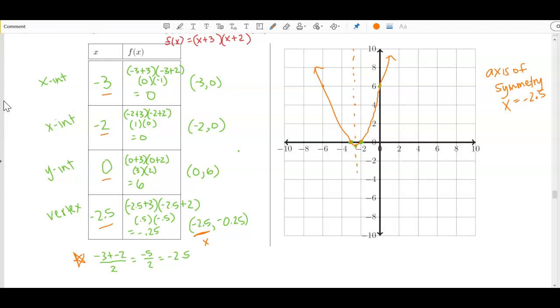So I'm just saying you can always do this, find the average of the x-intercepts. Okay, and that's going to give you that point there. Good question, because that one is a tricky one to figure out sometimes. Okay, thank you. You're welcome. Anything else on there?